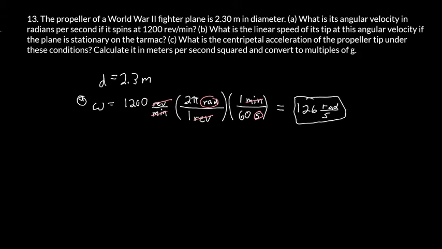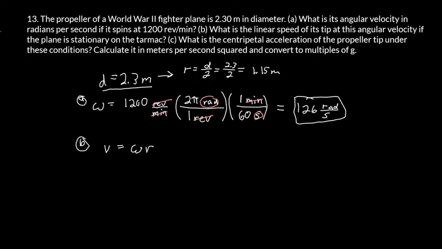Part B, we're asked to find the linear speed. So I need a conversion factor between angular and linear speeds. It turns out one of the equations that we know is that linear velocity is equal to angular velocity times the radius. Now, if I look up top, I'm given the diameter. So I need to figure out what the radius is from this diameter. And we all should know that the radius is equal to the diameter of a circle divided by 2. So I can take this 2.3 meters and divide it by 2 to get a radius for this propeller that's equal to 1.15 meters.